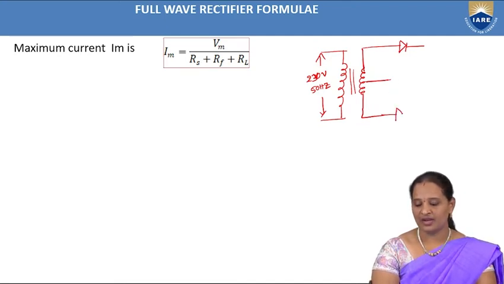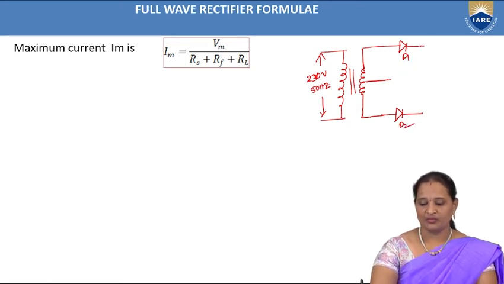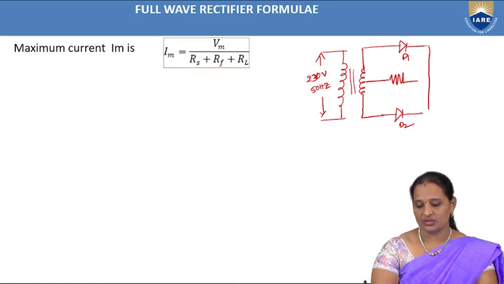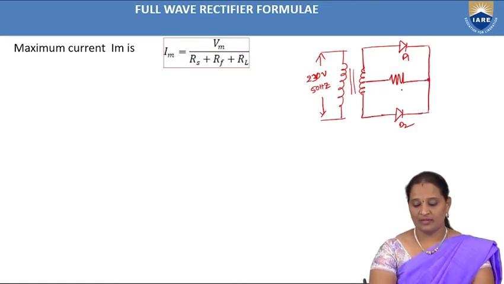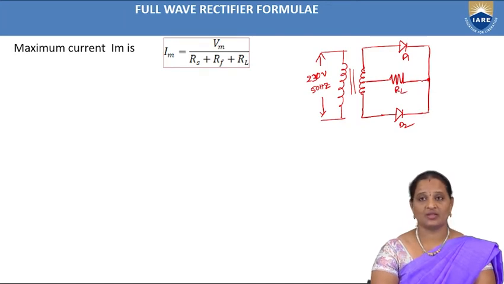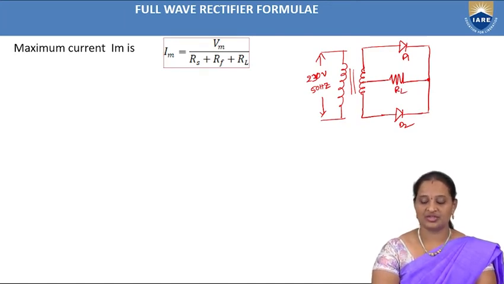And we have connected two diodes here. This is diode D1 and diode D2. And here we have got a load resistor connected in between the cathodes. That means the two cathodes of the diodes are connected together, and the load resistor is connected between the cathodes of the diodes and the center tapping. Here this center tapping acts as a ground. That means we can say that the load resistor is connected in between the cathodes and the ground.